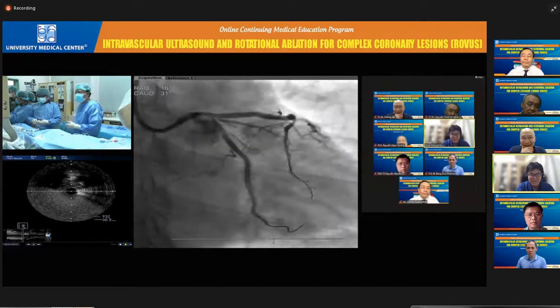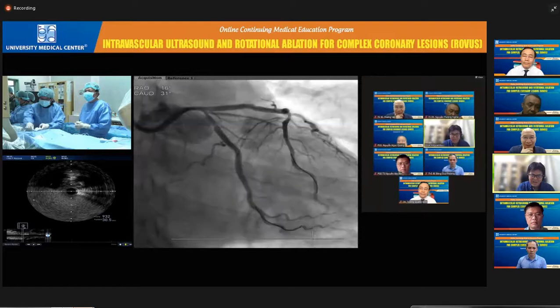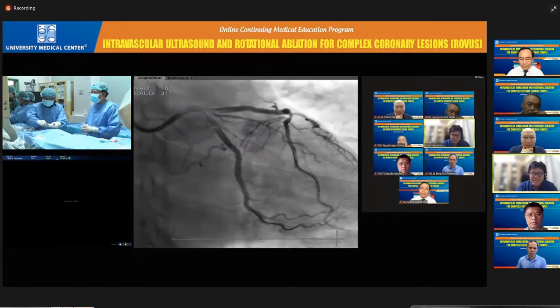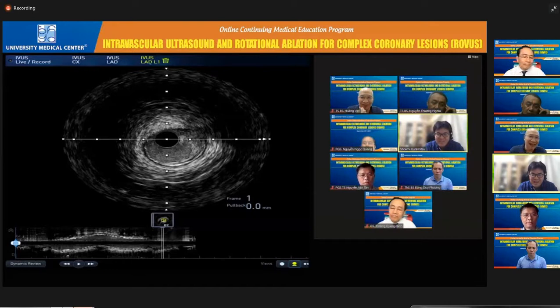So the assessment of left main is a little bit difficult. FFR is not perfect. Okay, so in some cases, IVUS is very useful to assess the functional significance of left main disease. So that's why I'm very interested in the MLA of left main disease. Okay, so could you show us the minimum lumen area of left main disease?